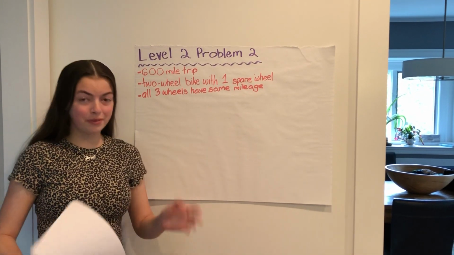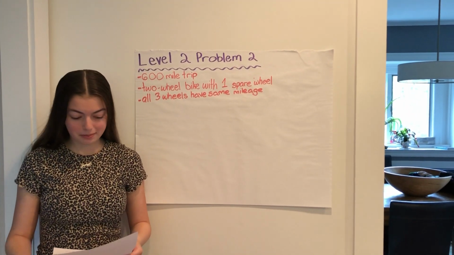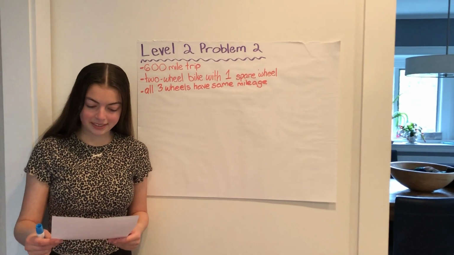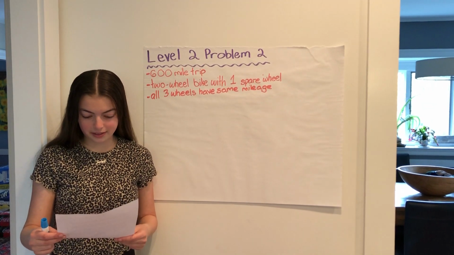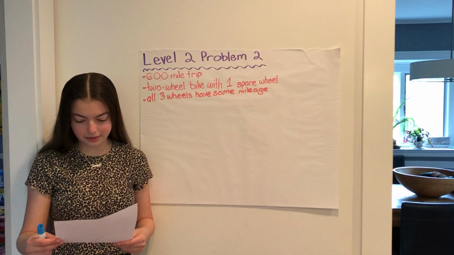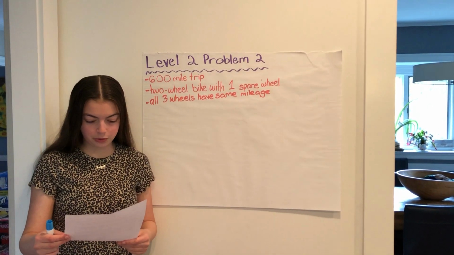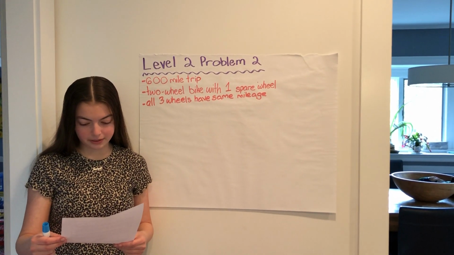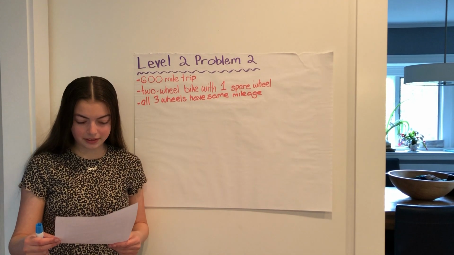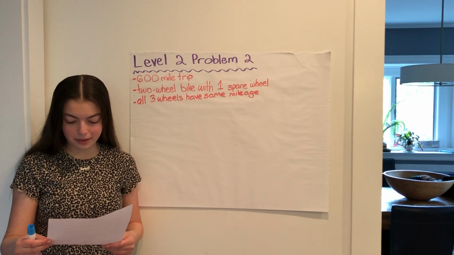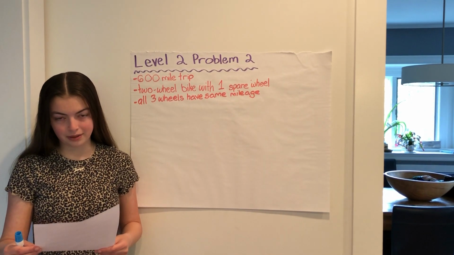Problem 2. So if you haven't already, I'm going to start by reading the problem. It says, a bicyclist wants to make a 600-mile trip on his two-wheel bicycle. He has a spare wheel that is used to replace either of the other two wheels. Suppose each of the three wheels is to have the same mileage for the trip. How many miles should each wheel travel?